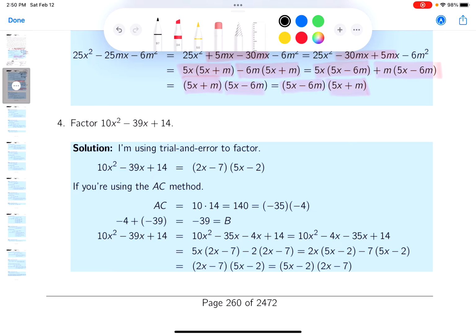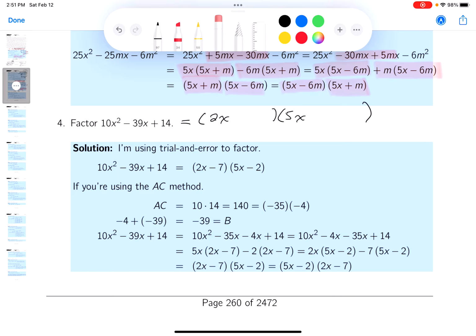Again, I want to point out the technique that I emphasize here is just trying. And I like to try small numbers first. So the small numbers for me would be 2x and 5x. The reason for that: 2x times 5x gives me 10x squared. And then if you look at 14, the two small numbers for me are 2 and 7.